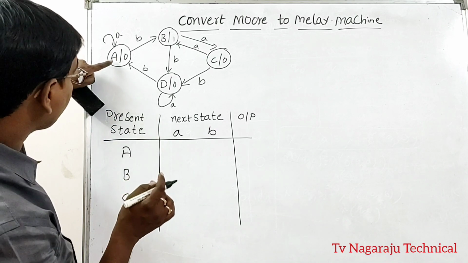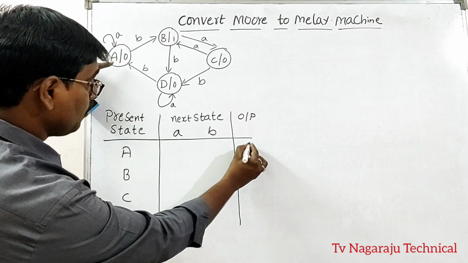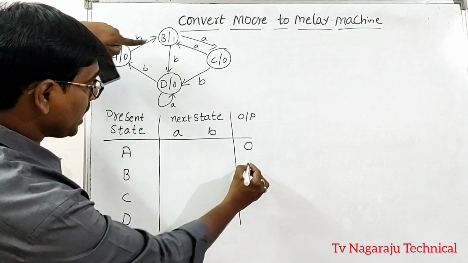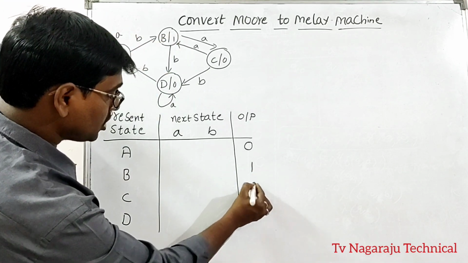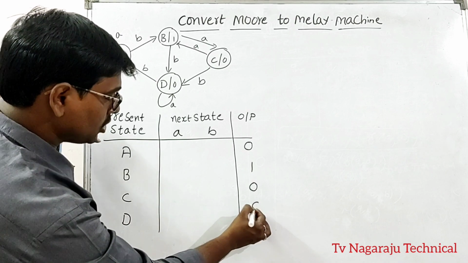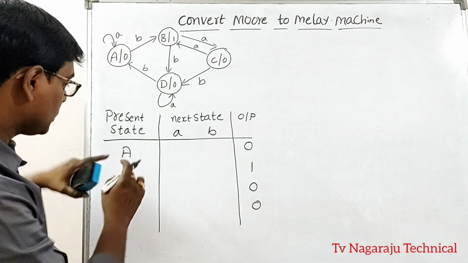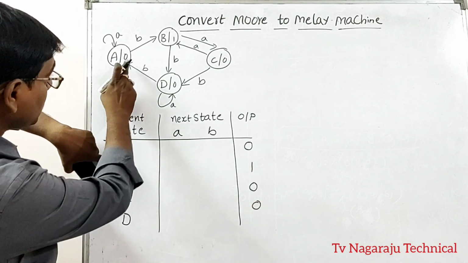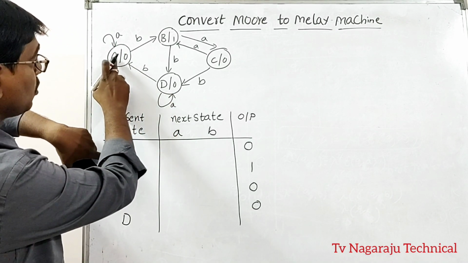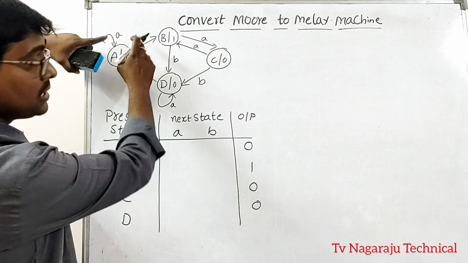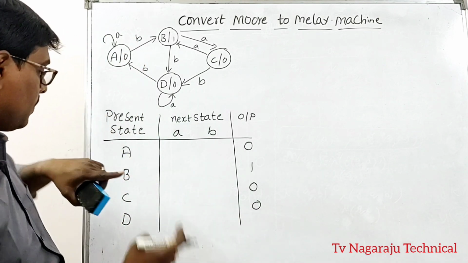What is the output? For state A, the output is 0. State B, the output is 1. State C, 0. State D, 0. These are the outputs. Now, observe, the output depends only on the state. The output depends only on the state, whether the input is a or input is b, not a problem.